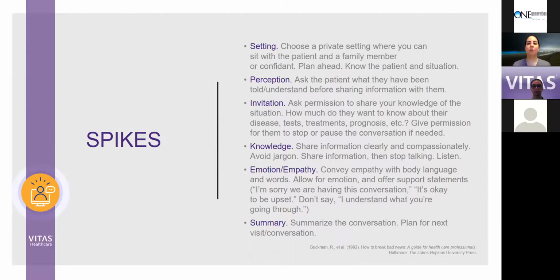And also for you to provide empathy with your body language and your words. It's important to allow them to have emotions. It's also important to offer them support statements like, I'm sorry we're having this conversation. It's okay to be upset. It is important not to say, I understand what you're going through. No matter what, even if you've literally had a very similar situation, don't say you understand. It can definitely evoke a lot of anger and resentment. It's important to just acknowledge their emotions, name their emotions, and let them know it's okay to feel that way.